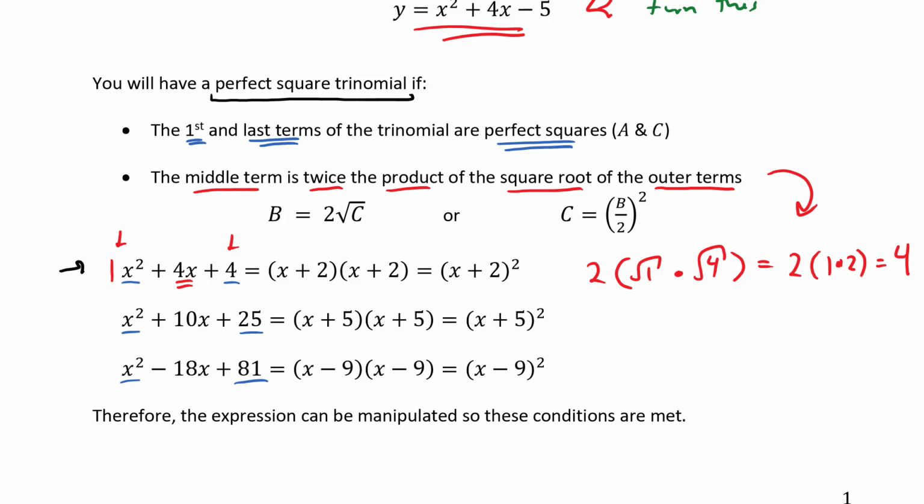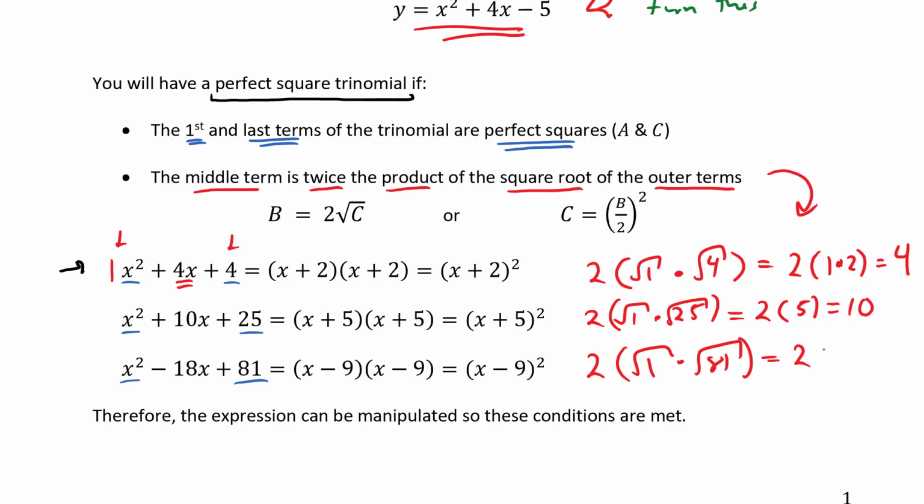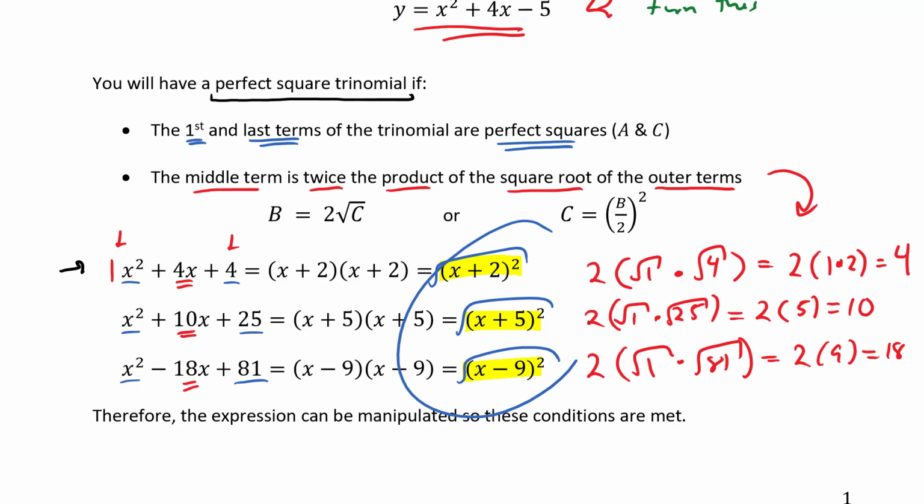Examine the other ones. We want twice the product of the square root of the outer terms. 2 times 5 is 10. Yes, we want twice the product of the square root of the outer terms. 2 times 9, which is 18. So you can see these are all examples of perfect square trinomials. As a result, we can quickly factor those, and we can remove the squared by square rooting that. We're going to do that later on.